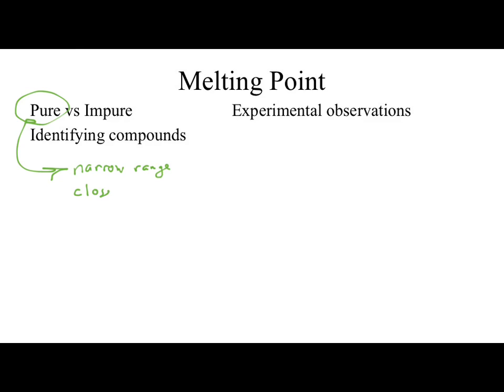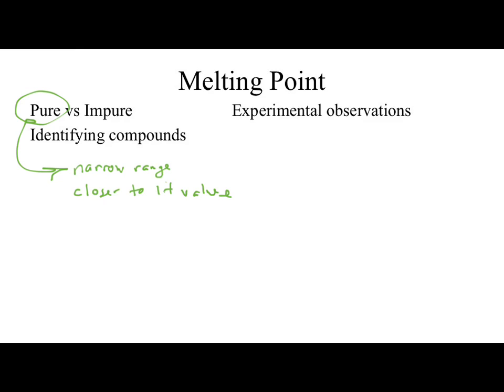Closer to the literature value. Which does mean it would be higher than the impure. But if you don't have an impure to compare against, saying higher isn't going to get you credit. If you write higher for describing the pure melting point, I will take off points. It needs to be accurate. It's not just higher and lower. It's always a comparison.